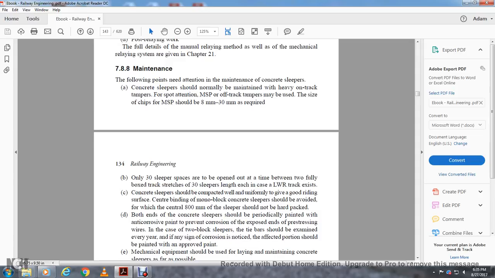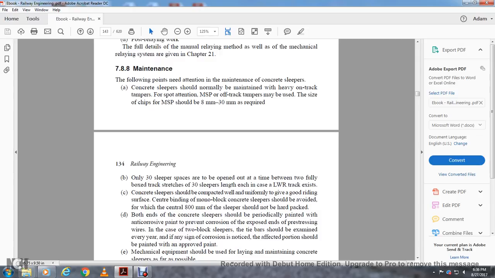On 30 sleeper spaces, this should be open at the time between the 2 switches of 30 sleepers, the length of each, where long welded rail track exists. Concrete sleepers should be compacted uniformly to give a good rigid surface. The center binding with the monoblock sleeper should be avoided. The central 800 millimeters of the sleeper should not be hard packed.